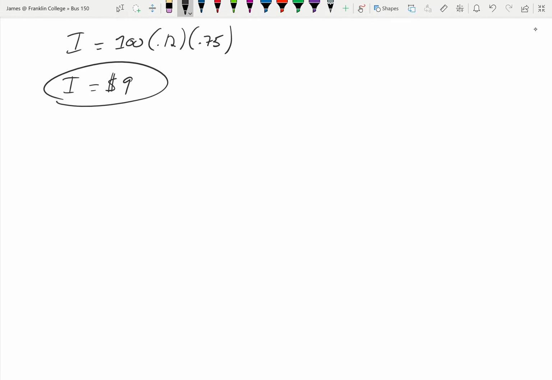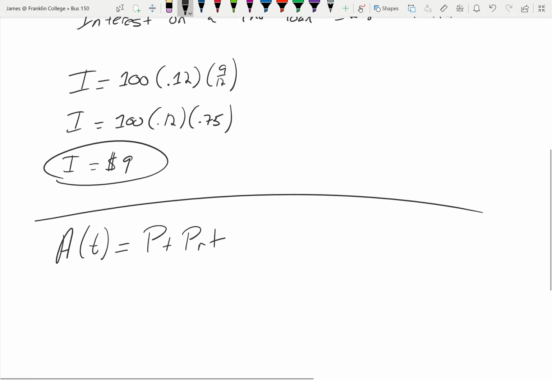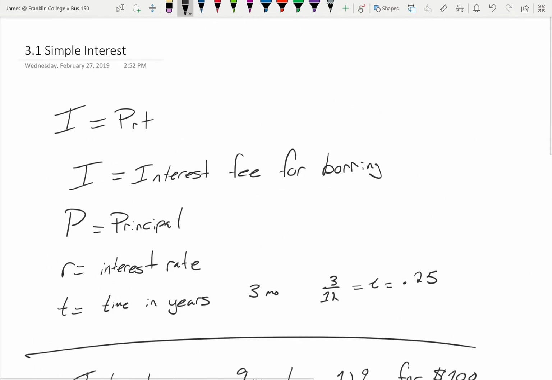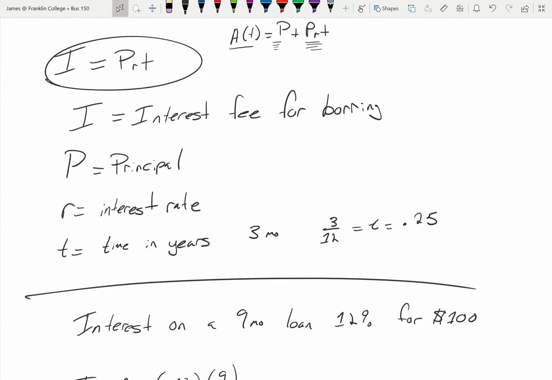Alright, so let's think a little bit more about A of T equals P plus PRT. Well, you can think about A of T as being how much money is going to have to be paid in full at the end of the time period. And compare this with our original I equals PRT. We can see that A of T equals P plus PRT. So how much are we going to pay at a future time period? Well, we're going to pay our original principal plus the interest that it charges us to borrow the money.